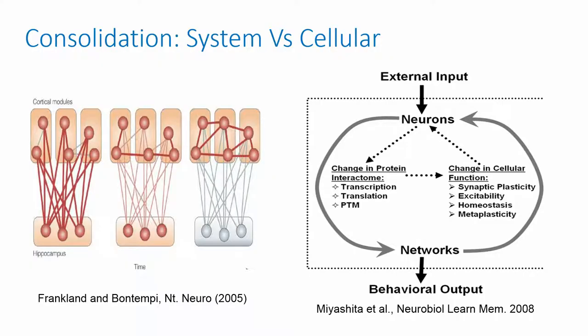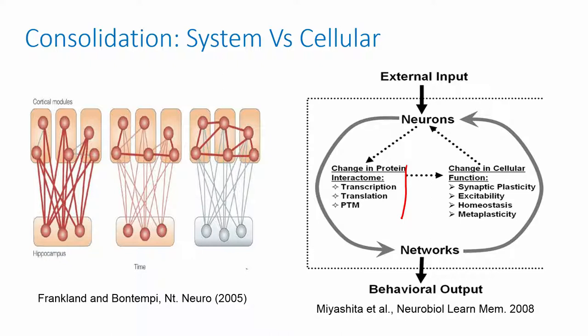You can think of that process as follows: there is an external input coming into the neurons, and the neurons respond by changing what is now known as the protein interactome. That is, proteins need to be made, and you can have regulation of this process at multiple levels: transcription, translation, and post-translational modification. Each one of these cell biological processes can modulate neuronal function, and thereby modulate the expression of memory.